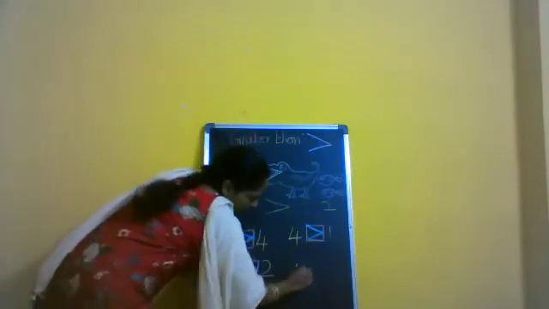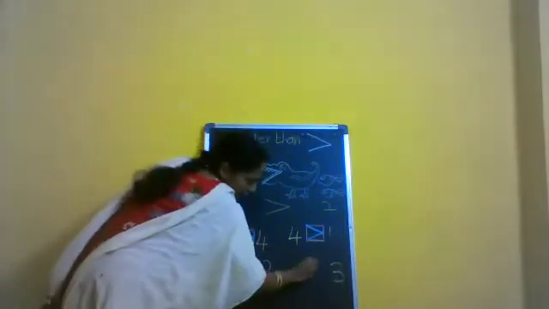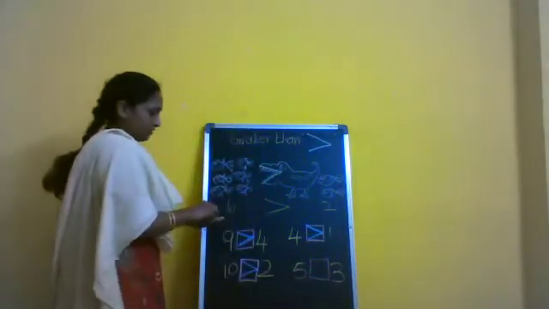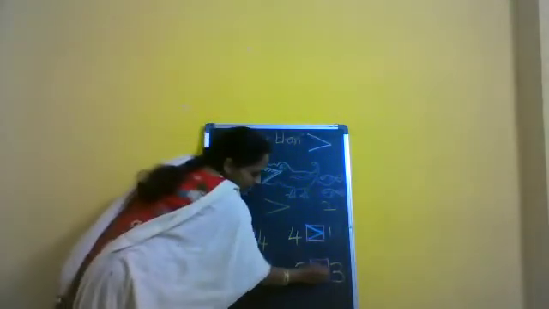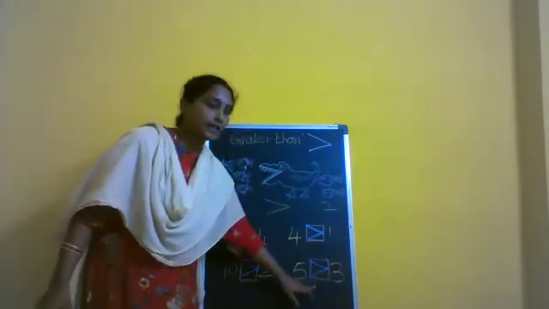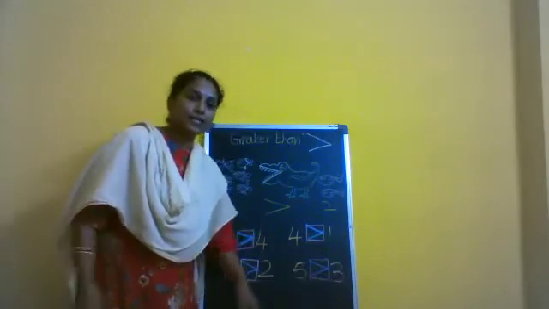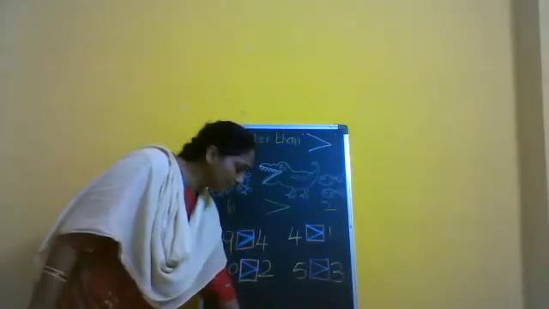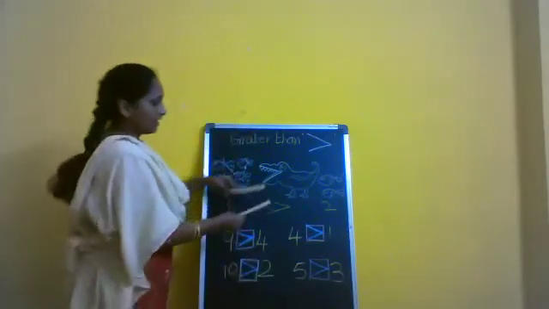One more. Shall we frame a sentence? Give the symbol. Which side? Big number side. 5 is greater than 3. Okay dears? Understood?